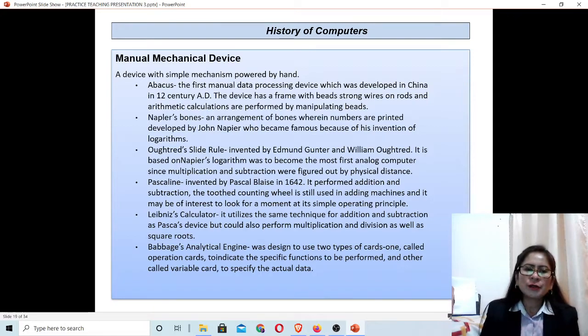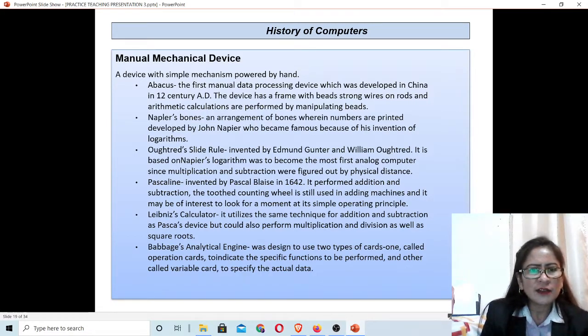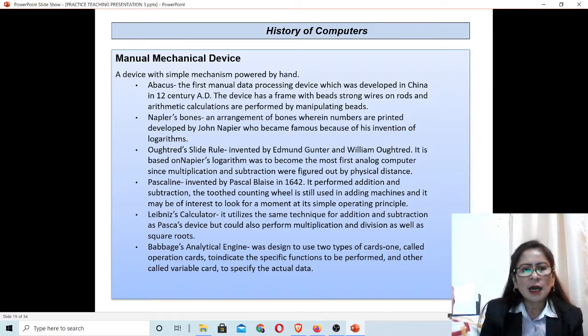History of computers: manual mechanical devices. A device with a simple mechanism powered by hand. Abacus, the first manual data processing device, which was developed in China in the 12th century. The device has a frame with a base, strong wires on rods, and arithmetic calculations performed by manipulating beads. Napier's bones, an arrangement of bones wherein numbers are printed, developed by John Napier, who became famous because of his invention of logarithm.